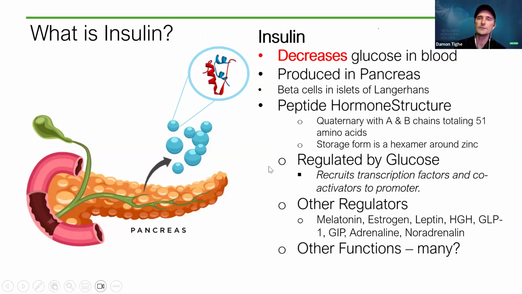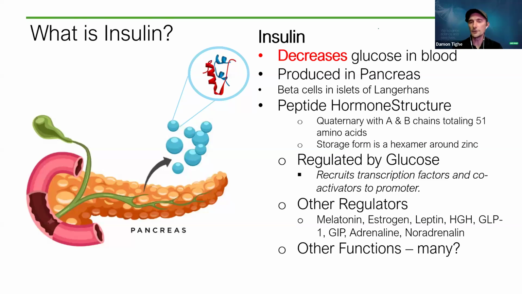When we get to insulin, it's doing just the opposite of glucagon, right? It decreases glucose in the blood. It's also produced in the pancreas, but instead of the alpha cells, it's in the beta cells. It's also a peptide hormone, but it's a little bit bigger than glucagon. It's a quaternary structure with an A and B chain that come together, and it's stored as a hexamer around a zinc atom in these cells.